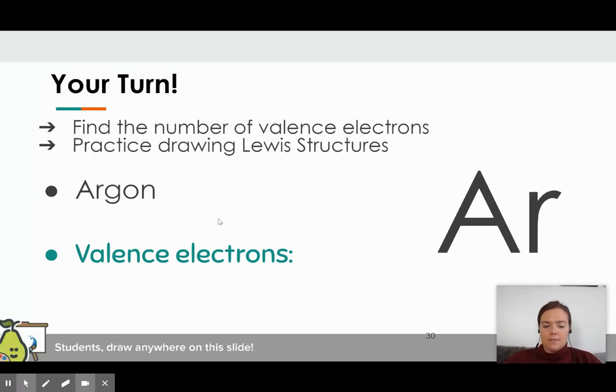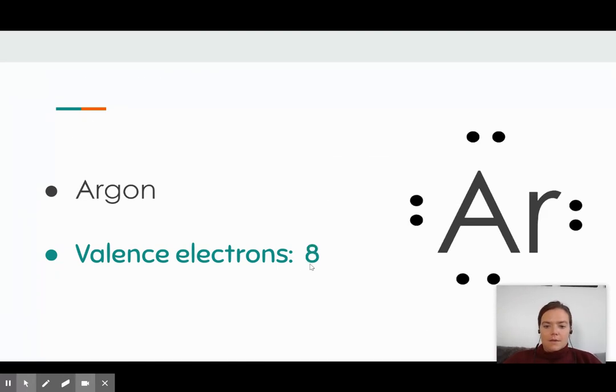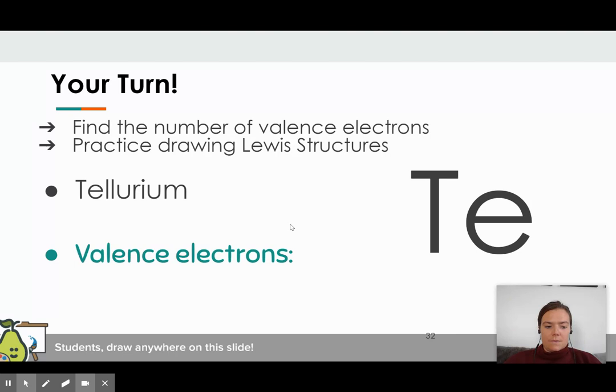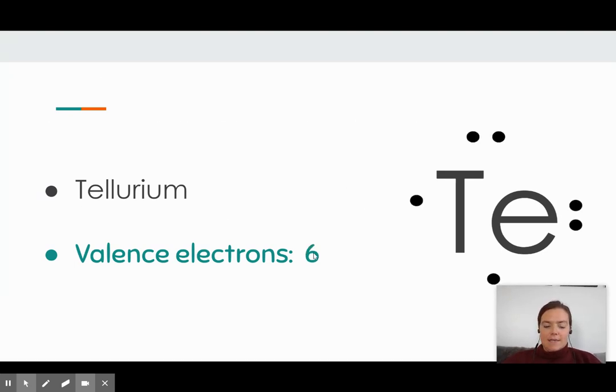Argon, let's try this one. So argon is in column number 8, so it has 8 valence electrons. You have them paired in 2s on all 4 sides because there are 8. That's the max you can have. All right, last one, tellurium, Te. Te has 6 valence electrons. 1, 2, 3, 4, 5, 6, 1 on each side before you pair them up.